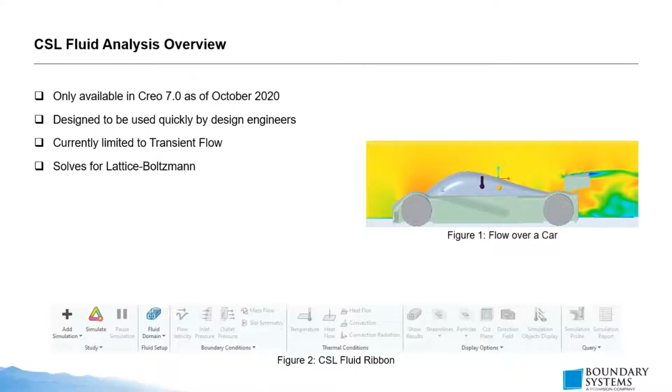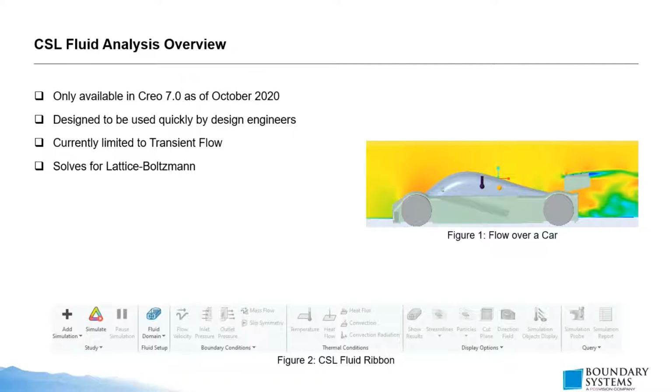Lastly, we are going to talk about the CSL fluid analysis, which is brand new in Creo 7 and is only available in Creo 7 as of now, which is October 2020. Again, this is something which is quickly implemented to be used by design engineers. So it's not some full-fledged CFD program getting you the most accurate results in the world. There is some error in these values. However, we are able to see the results quickly, and we can just get some general information from it.